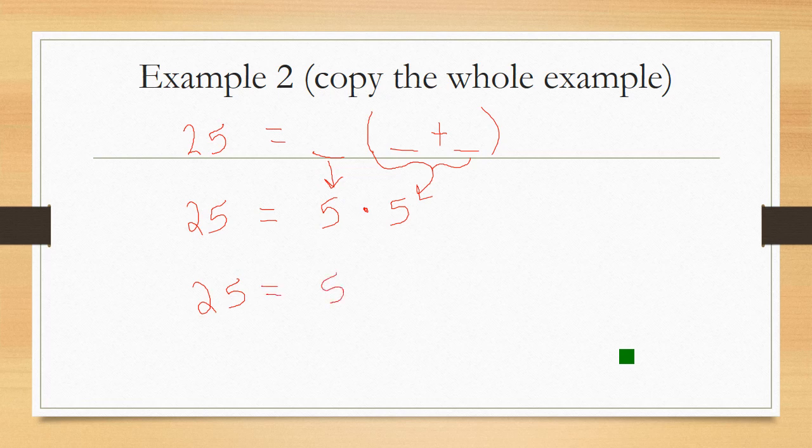I have 5 times, let's say 3 plus 2. So now I have written the number 25 in the distributive property format. That is how the distributive property works. And if I go from the distributive property back to my number, that works because then I can say 3 plus 2 is 5, and then 5 times 5 is 25.